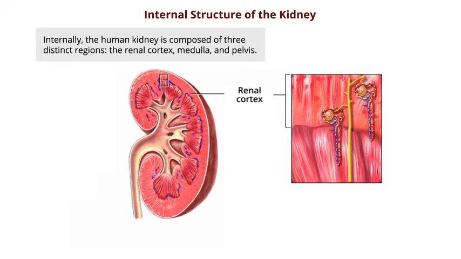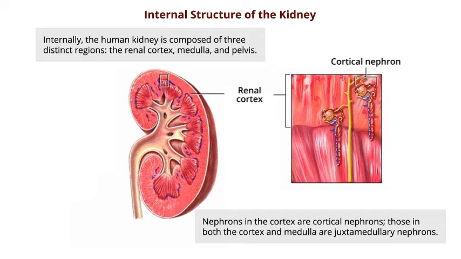There are two types of nephrons: cortical nephrons and juxtamedullary nephrons. Cortical nephrons lie largely within the cortex, but their nephron loops dip into the medulla. Juxtamedullary nephrons have glomeruli that lie at the border of the cortex and the medulla, and their nephron loops dip deeply into the medulla.